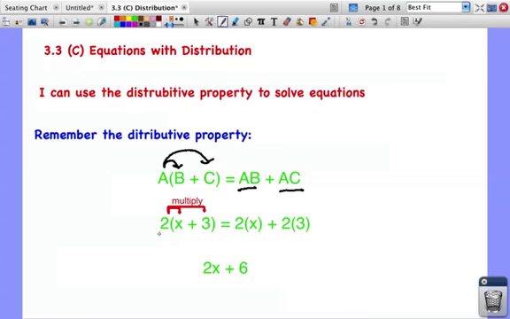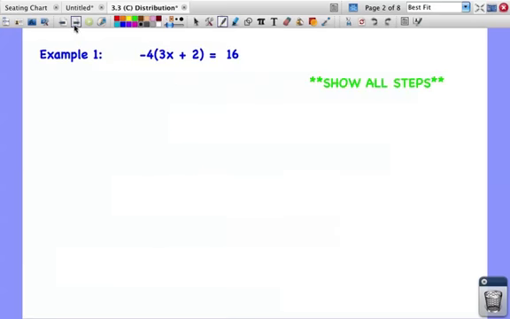So for example, if you have 2 times x plus 3, well, we don't know what x is, so we cannot simplify inside these parentheses. We can't do anything inside of here. But we can use the distributive property to simplify a little bit more. So I can take this 2 and multiply by x to get 2x. And then I can take this 2 and multiply by 3 to get 2 times 3. 2 times x is just 2x, and then 2 times 3 is 6, and that's it. That's the distributive property. So you're just taking the front piece and distributing it to every single piece inside the parentheses.